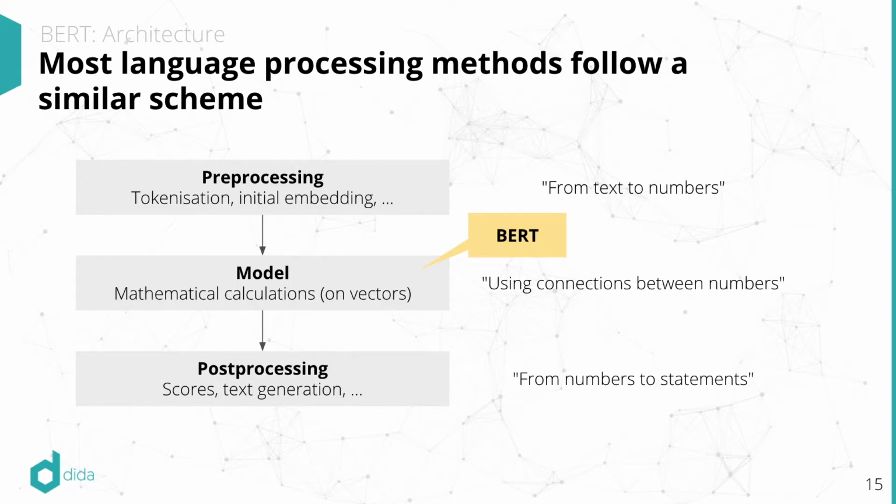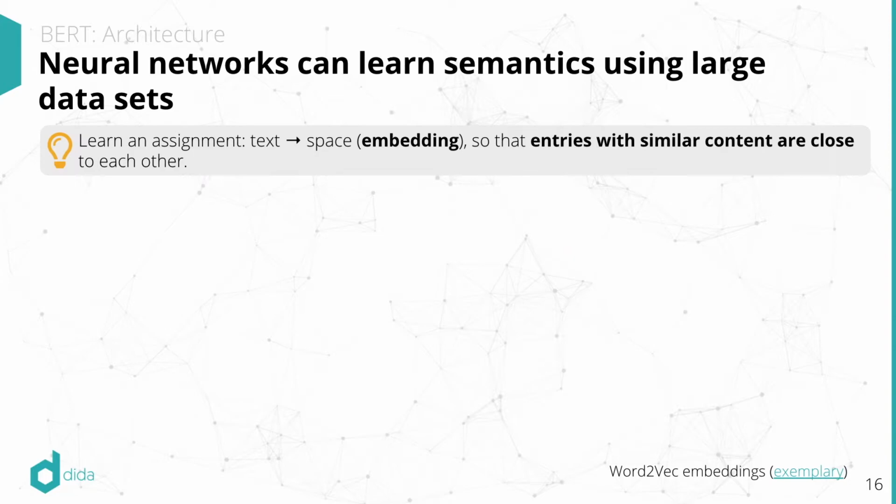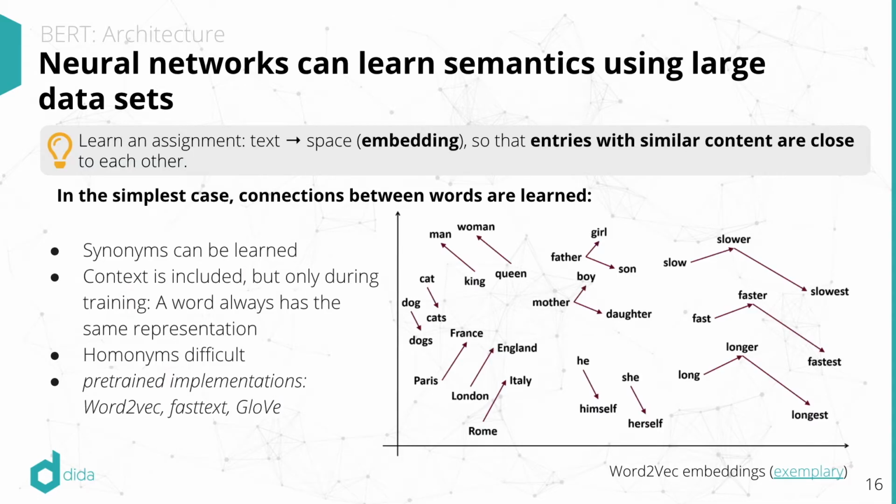BERT belongs to the model section, so today we will focus on this part and, for example, assume that some initial embedding has been calculated already, meaning that we already have some way to represent text as numbers. The basic idea behind a lot of neural networks used for natural language processing is to learn an assignment between text and some space, so that entries with similar content are close to each other in that space. In the simplest case, connections between words are learned.